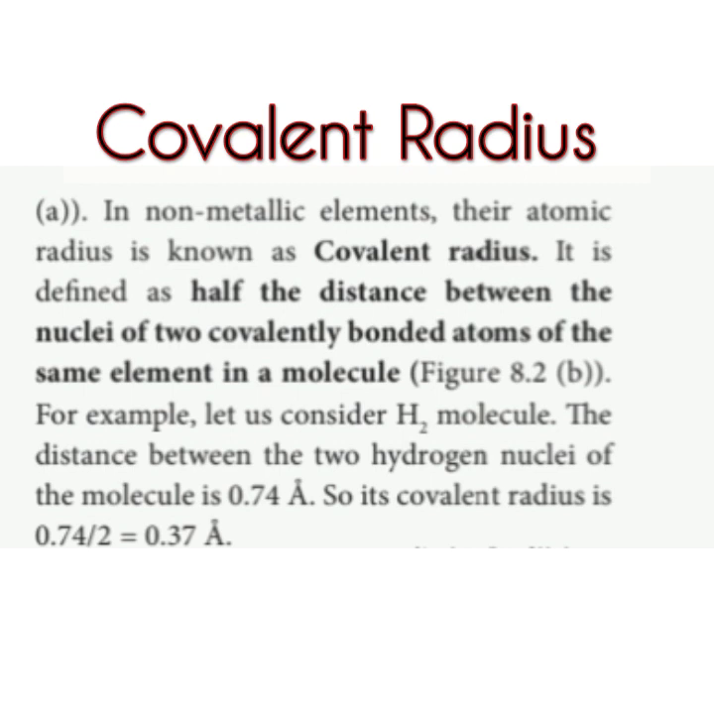For example, if we consider the hydrogen molecule, that is H2, the distance between the 2 hydrogen nuclei of the molecule is 0.74 Angstrom. So for one hydrogen atom, the covalent radius is 0.74 divided by 2, which gives 0.37 Angstrom. Angstrom is nothing but 10 to the power minus 10 meter. So in non-metallic elements, the atomic radius is called the covalent radius. This is only for similar atoms, that is hydrogen molecule, O2 molecule, N2 molecule, etc.